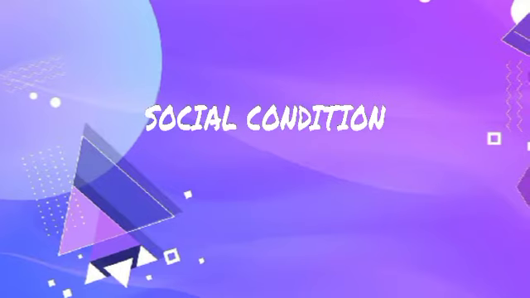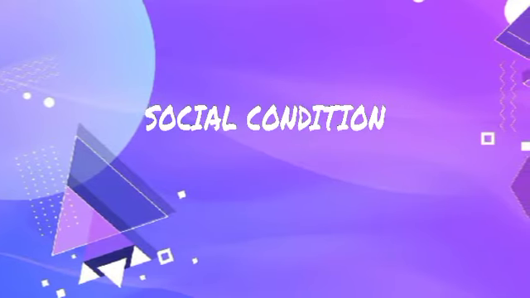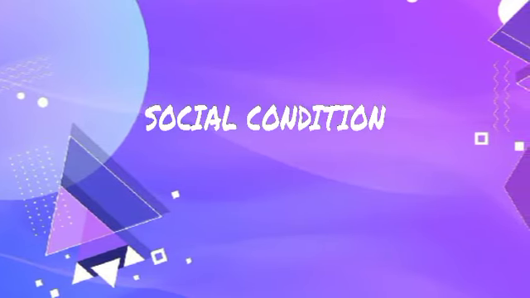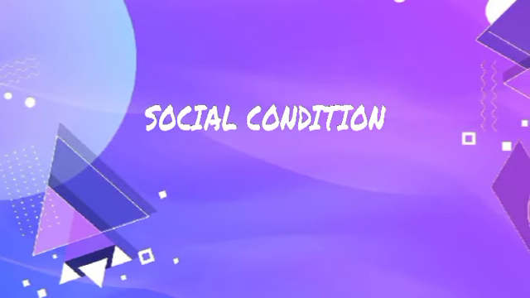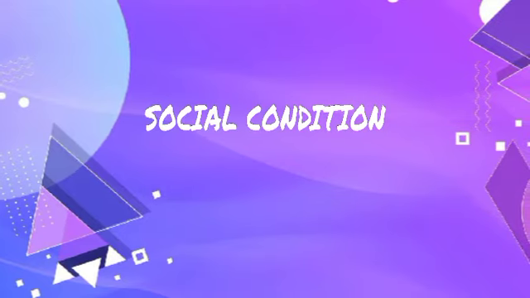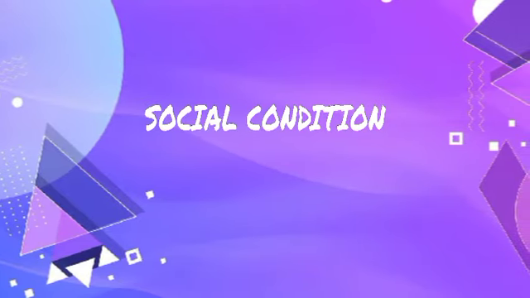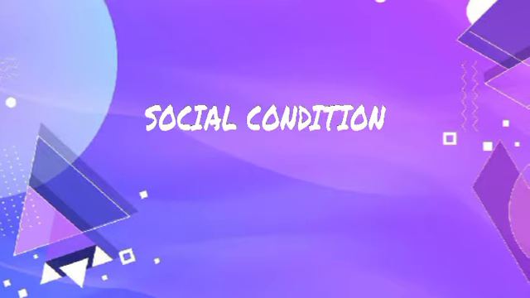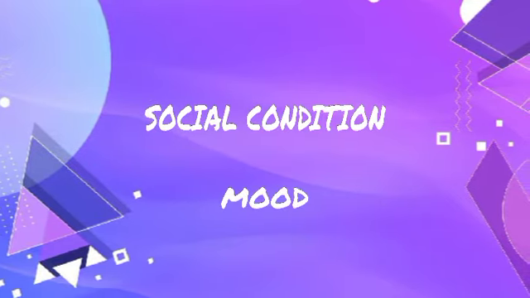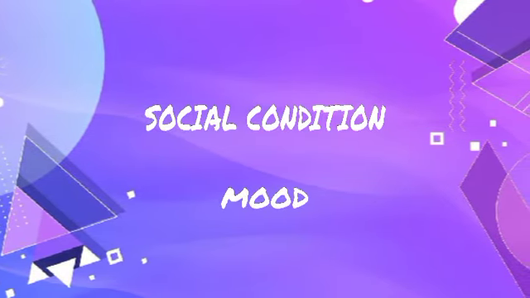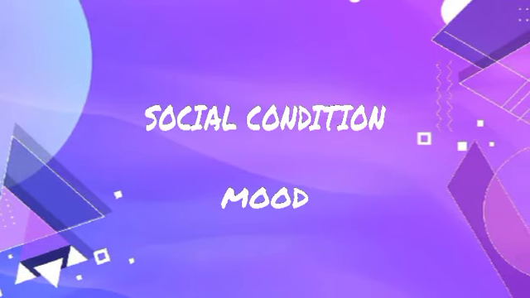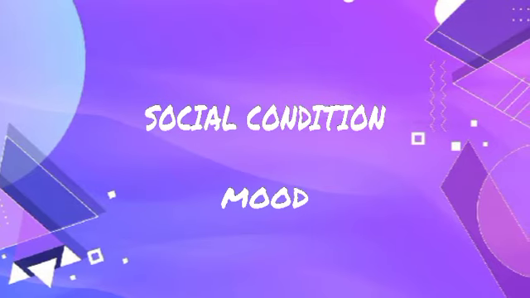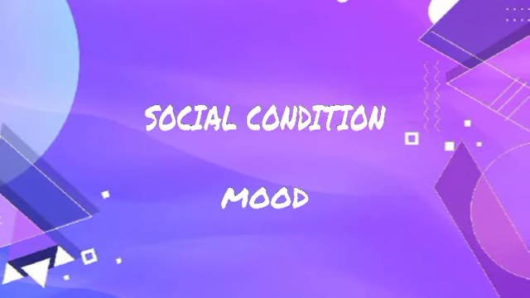And the fourth is social condition. Social condition is age, gender, work, ability, family or home group, and membership in a specific group. And the last part of the setting is mood. Mood is a temporary emotional state, generally split into two, which is a good mood and a bad mood.